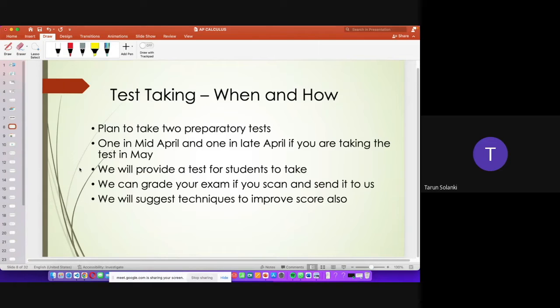Now the third one is we'll provide a test for the students to take, and the questions are already implemented in the app. You can check it out. Fourth is we can grade your exams if you scan and send them to us, so we can check what the mistakes are and handle them.